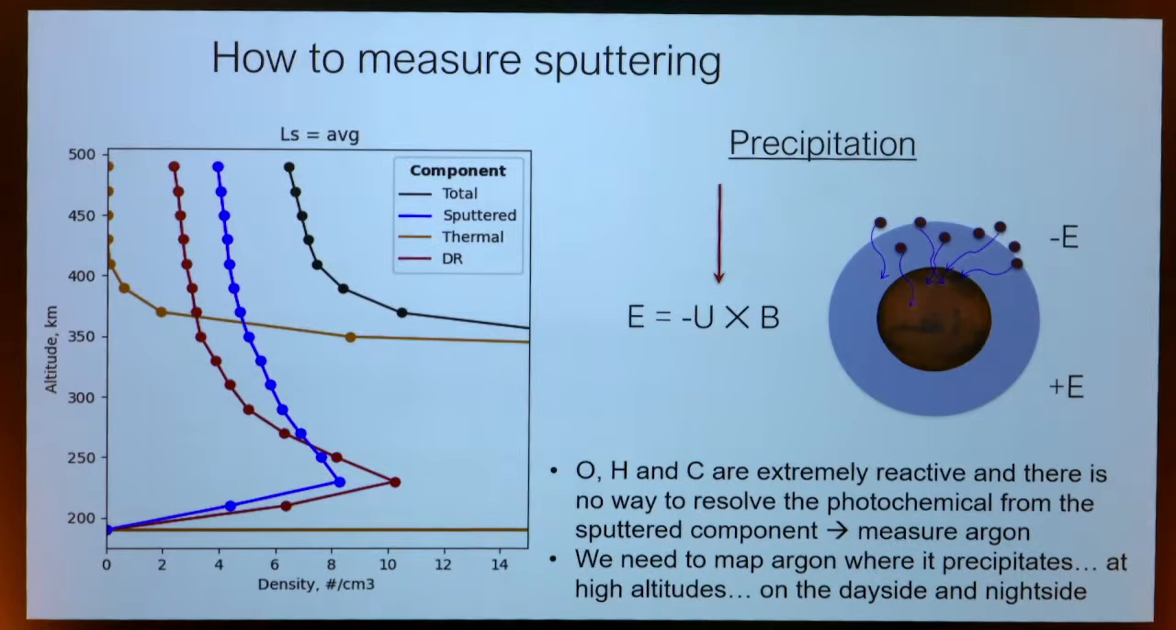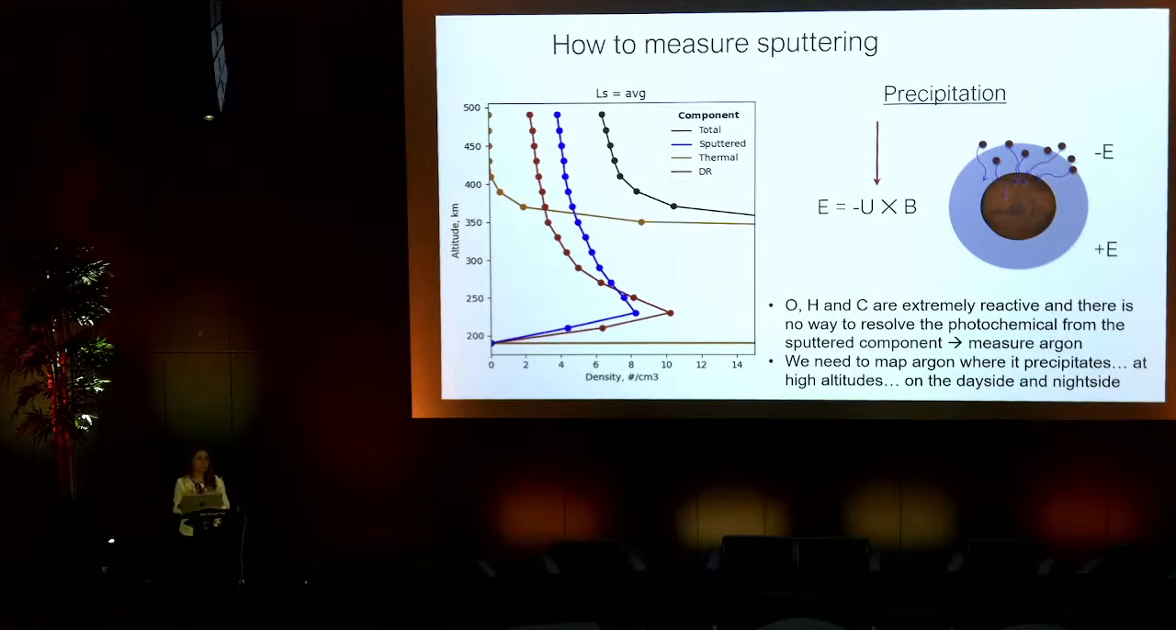One thing to note is that oxygen, hydrogen and carbon are really reactive. So we have been looking for sputtering in those species, but that's not possible, because we can't resolve it from the photochemical component. You've got hot oxygen and hot oxygen. How do you tell which one is which? We can't right now. So we chose argon. Argon is a noble gas, it's inert, so it's this beautiful marker we can follow, where if you see argon in different places in altitude, you can start to see something got it there. So the first thing is we started looking at argon.